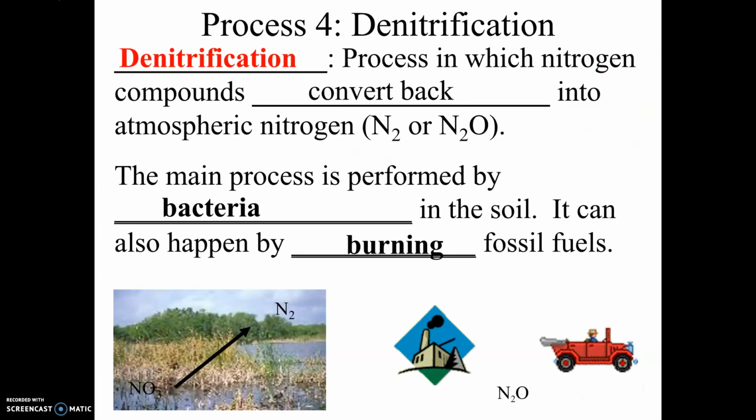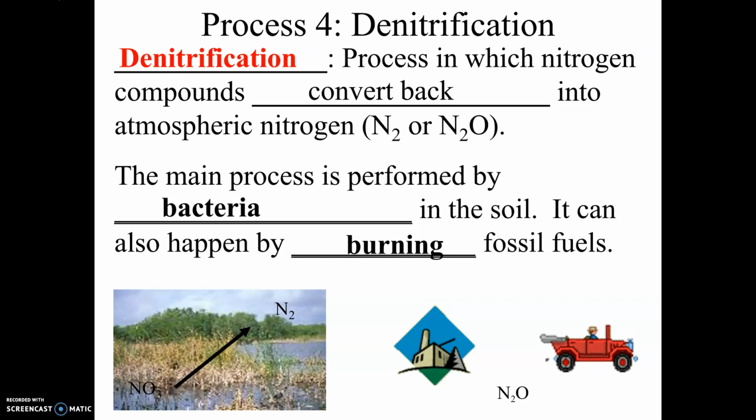The last process in the nitrogen cycle is called denitrification. This is the process in which nitrogen compounds convert back into the atmospheric nitrogen. So we're putting nitrogen back up into the air. This process can be done in a couple of ways. The first is through, again, bacteria in the soil. The second way that you can perform this process is by burning fossil fuels.